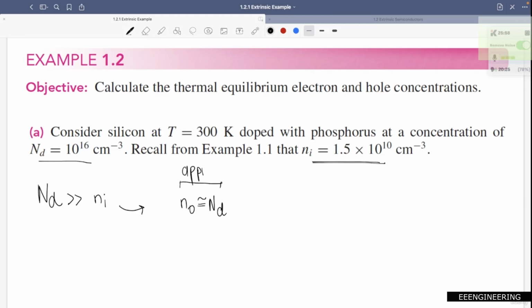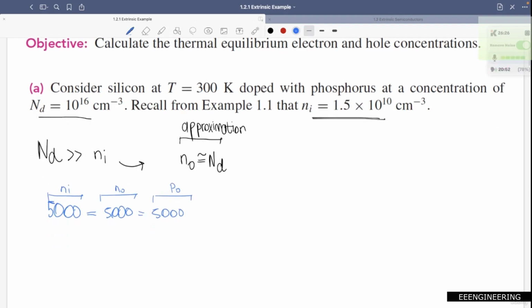We are not saying they're exactly equal to each other, but the logic is this. Let me give you numbers so that you can easily understand. In an intrinsic semiconductor, let's say you have an intrinsic carrier concentration value of 5,000. That 5,000 is also exactly the 5,000 you have for electron and hole concentration. So let me say this is Ni, this is N0, and this is P0.